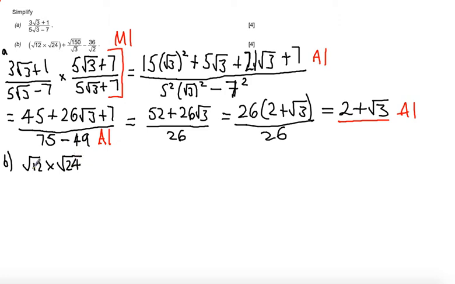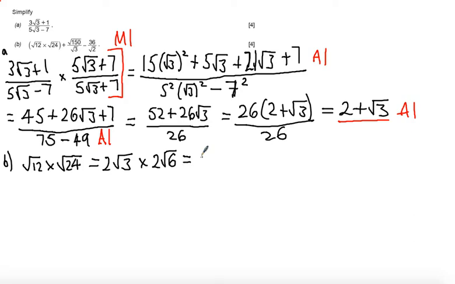Rather than multiplying 12 times 24, because I don't think that's a straightforward multiplication and simplification, what I'm going to do is I'm going to try and simplify each of the surds first of all. So root 12 can actually be written as root 4 times root 3, which is 2 root 3. Root 24 can be written as root 4 times root 6, which is 2 root 6.